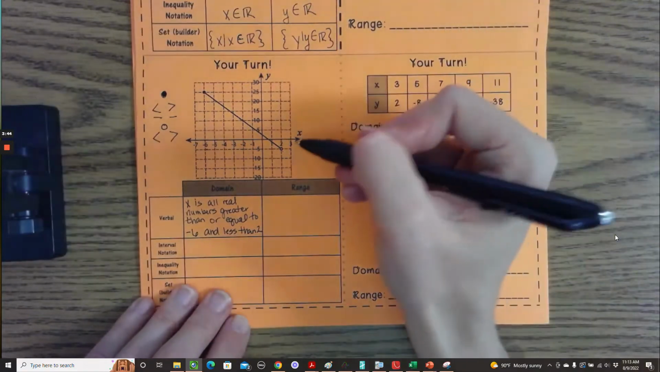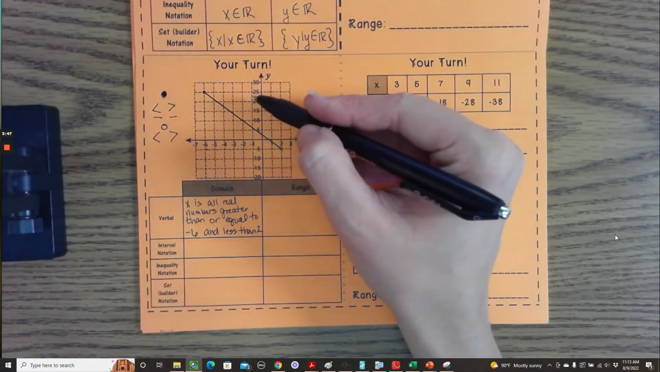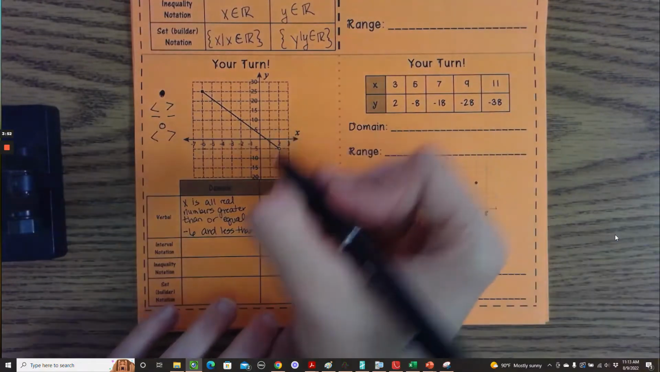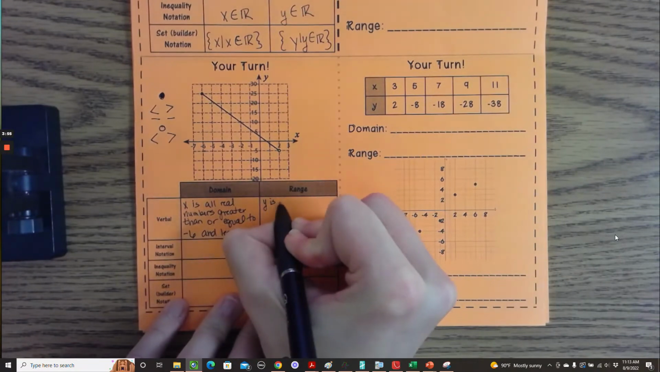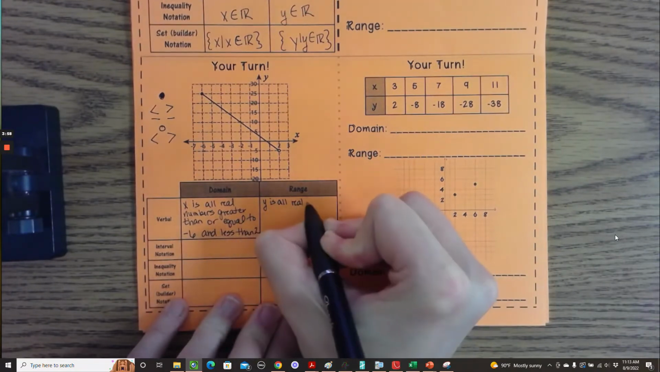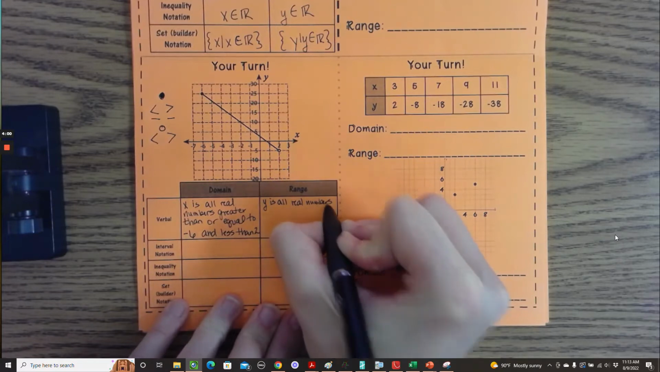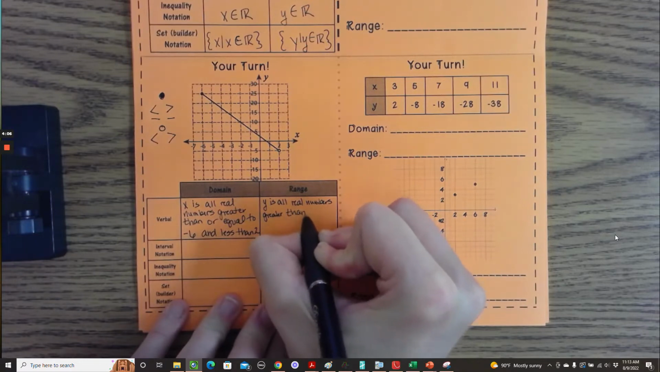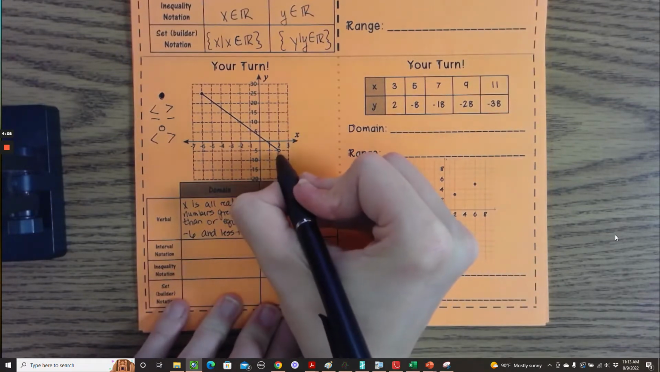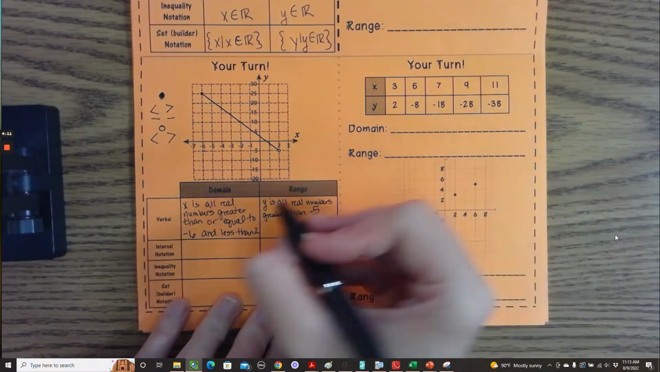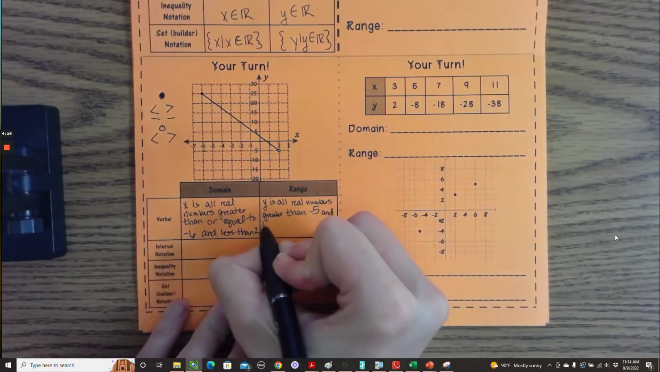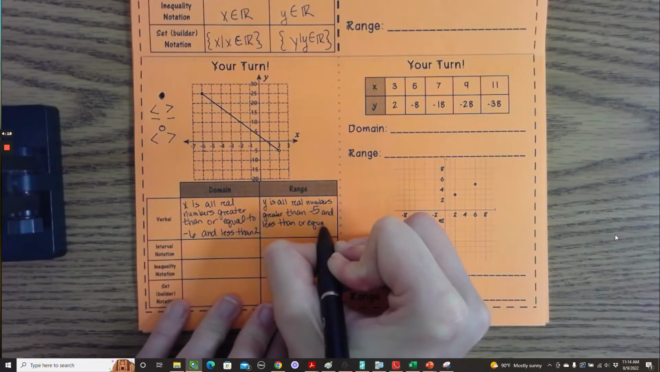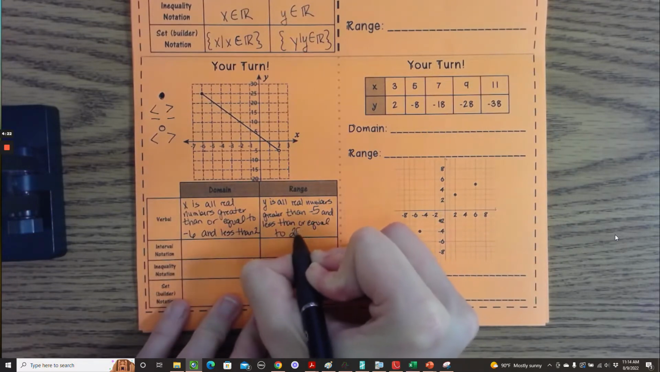So the range, I'm going to look at my y's. My smallest y is a negative 5. My greatest y is a positive 25. So my range would be y is all real numbers greater than negative 5. Again, greater than, because it's an open circle down here at negative 5. And less than or equal to 25.